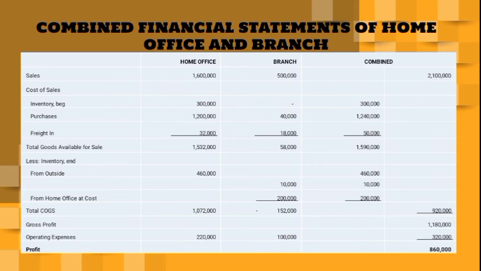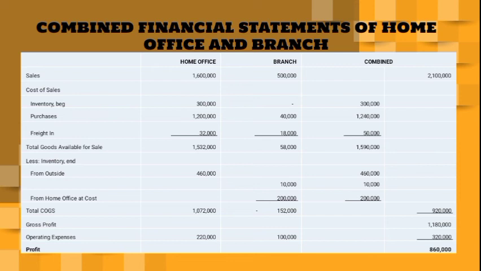Then, to compute for total goods available for sale, just add inventory beginning, purchases, and freight in. So, we could get 1,532,000 for the home office. And for the branch, we have 58,000 for the total of 1,590,000. From the total goods available for sale, let's deduct inventory end. From outside, we have 460,000 under the home office, while 10,000 naman kay branch. Home office at cost, 200,000. Okay, saan galing yung 200,000? Just have 240,000 divided by 120%, we have 200,000.